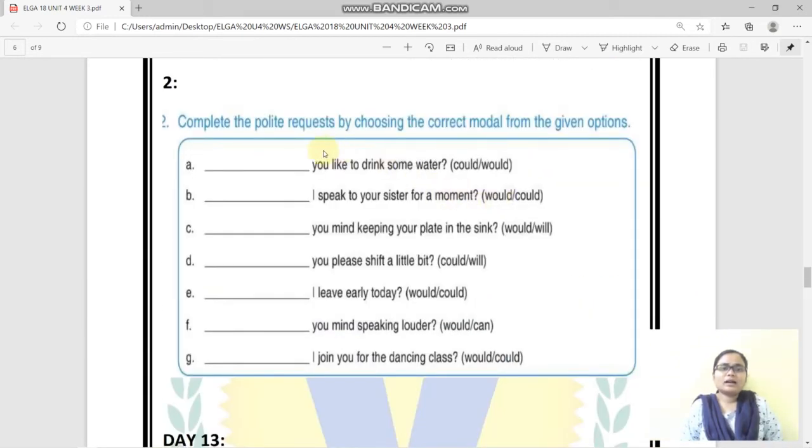Next question. Complete the polite request by choosing the correct modal from the given options. You can see here there is a blank given for you all. So, dash you like to drink some water. In the bracket for you, modals are given. Among these two, which do you think is the correct modal? You are supposed to choose the correct modal and write in the given space, children.